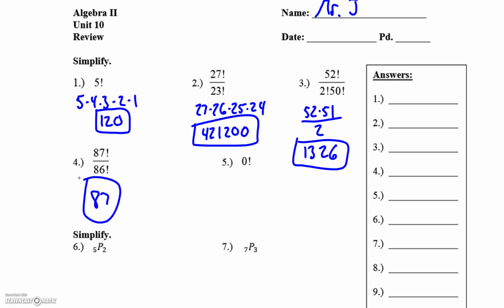All right. Number 5, 0 factorial. This is one of our special cases. 0 factorial is always 1. All right. And it's like the arrangement of 0 objects. There's still one way I can do it by arranging nothing.